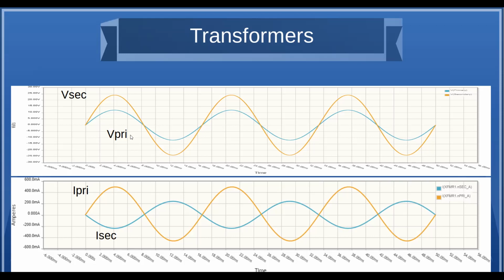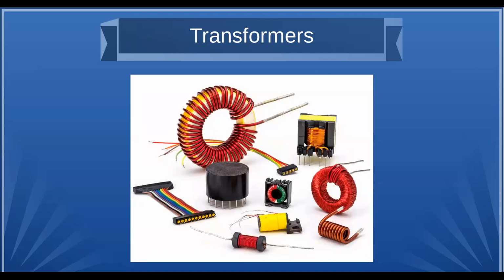But remember, the power has to be equal in and out, except for whatever loss there is in the transformer itself. This is just some examples of common transformers. There's a toroidal transformer and just regular coils, the kind of stuff that you see today. I don't have any big power transformers.